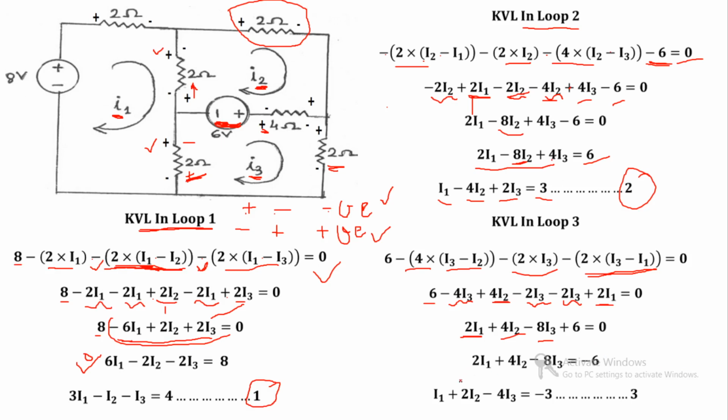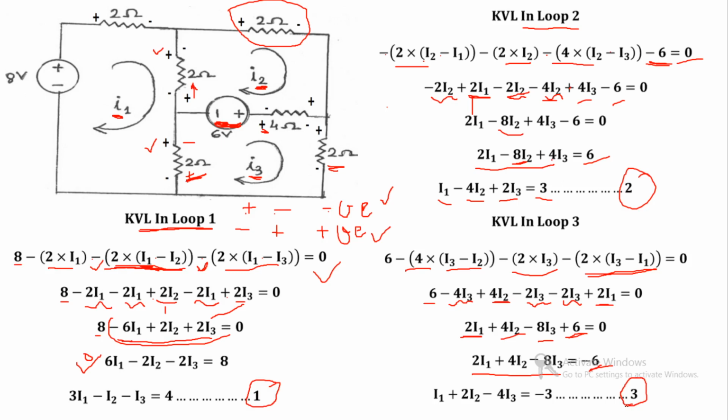So again write in standard form, variables on one side, constant on the other side. I will keep 2 I1, 4 I2 minus 8 I3 as it is, and plus 6 becomes minus 6. Again take 2 common in this equation, so it becomes I1 plus 2 I2 minus 4 I3 is equal to minus 3. So this is the way to write the KVL equation for any given network.